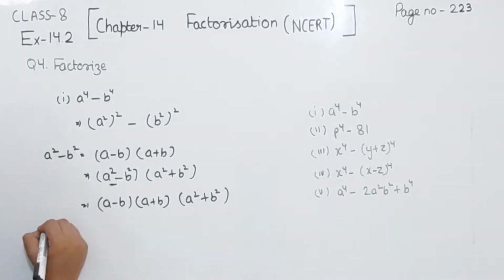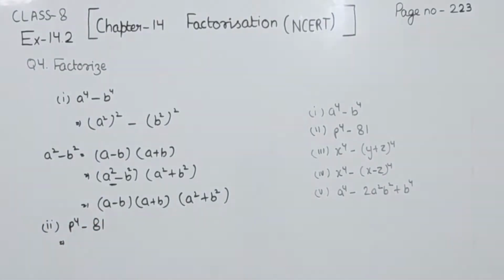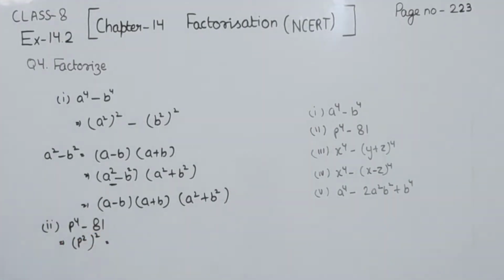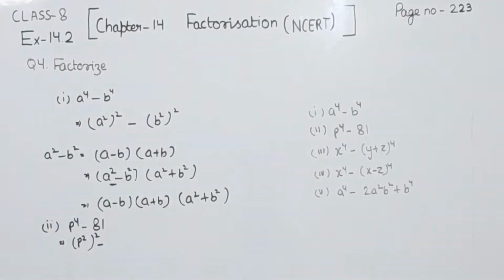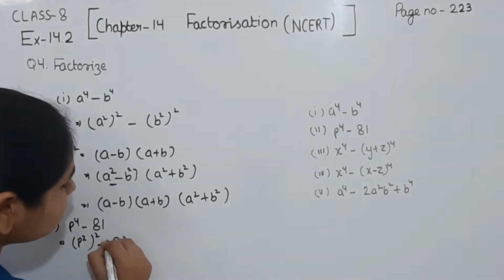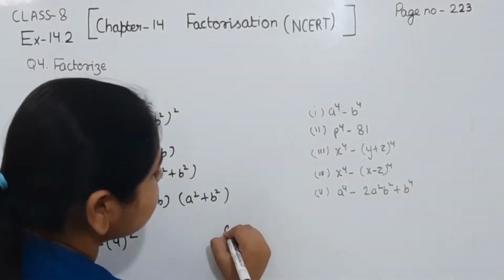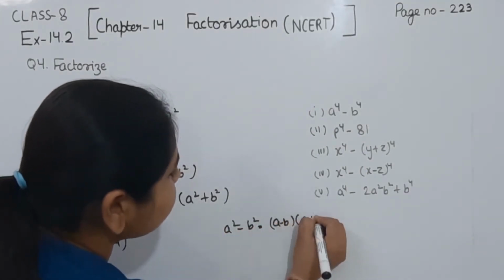Now comes to part 2. This one is p to the power 4 minus 81. Now I am going to write this p to the power 4 in the form of p to the power 2 the whole power 2. Now I have to write 81 in the form of 9 to the power 2. Now we have a square minus b square. We are going to use the same formula here: a square minus b square is equal to a minus b and a plus b.